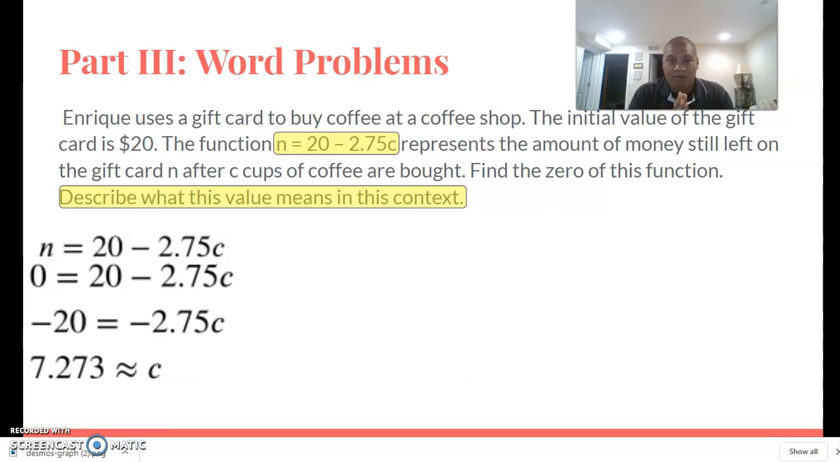Can Enrique purchase 7.273 cups of coffee? No. No, he can't. How many cups of coffee can he purchase? Did you say 7? I hope you said 7, because that's how many he can buy. If he's got $20 on his gift card and each cup of coffee costs $2.75, then he can buy 7 cups of coffee. He's going to have some money left over, but he can only purchase 7 cups of coffee.